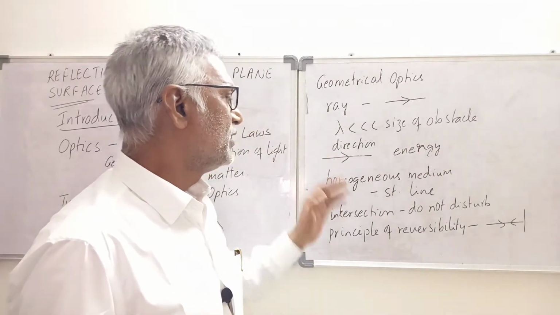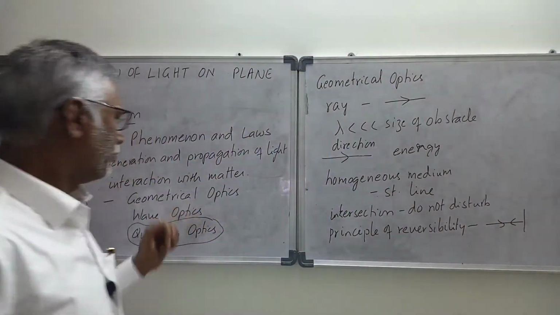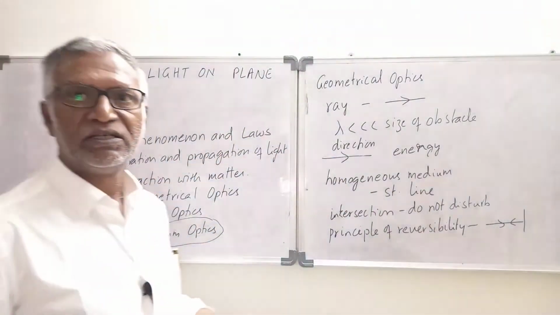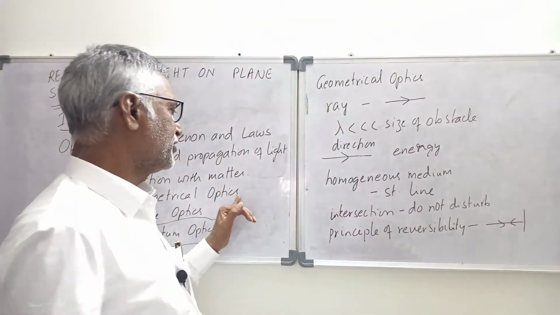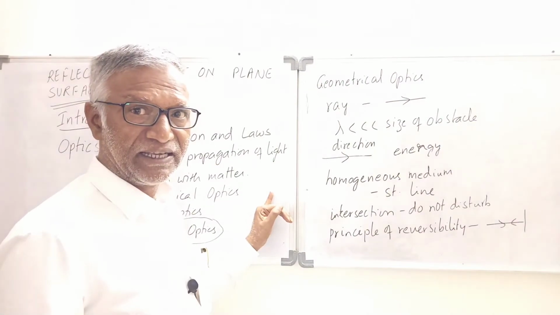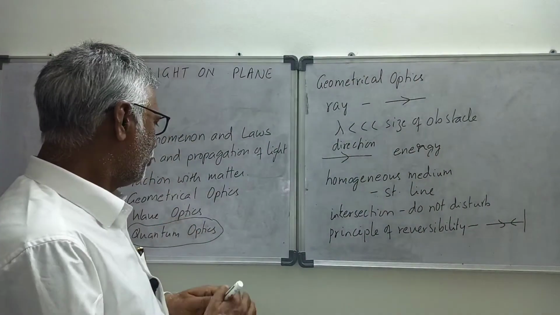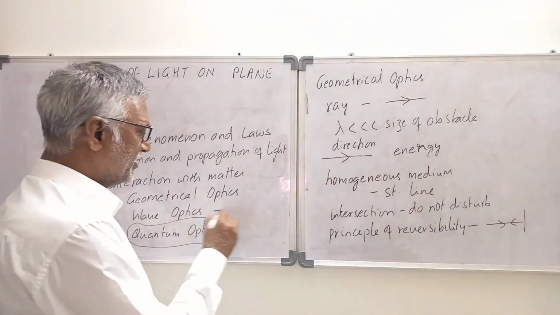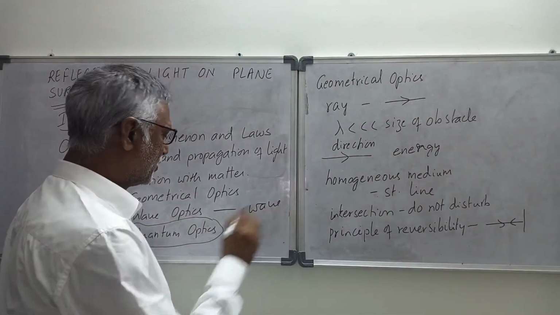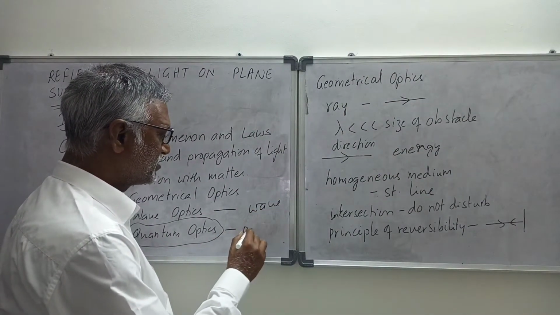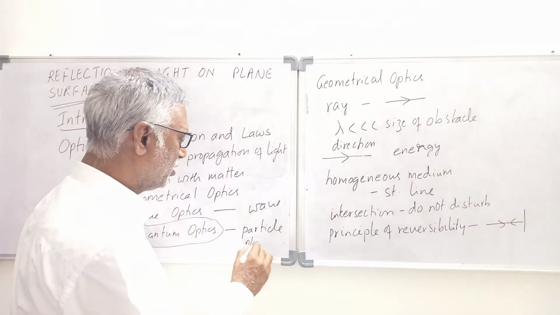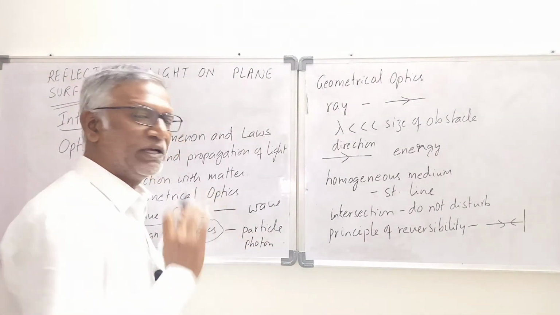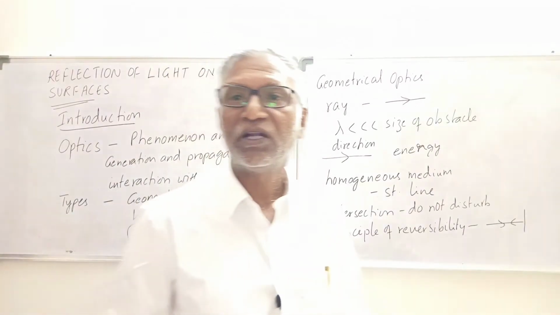These are the things. Next, wave optics. In geometrical optics, we treated light as a ray. In wave optics, light is treated as a wave, and in quantum optics it is treated as a particle, or you can say a photon. This is the introduction part.